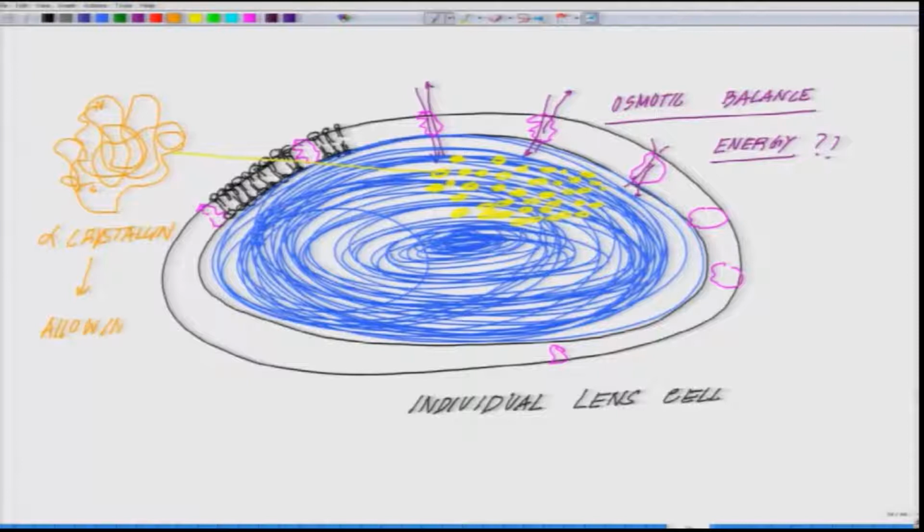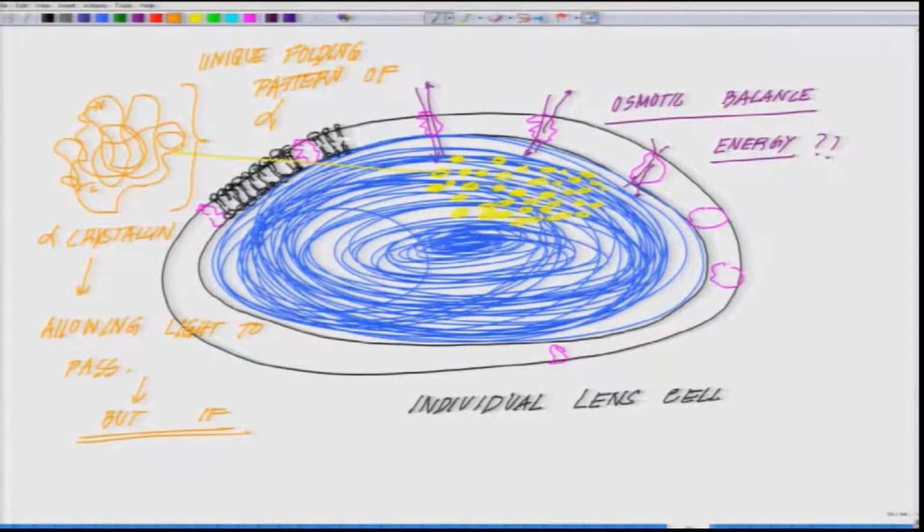allowing light to pass. But this folding pattern, there is a unique folding pattern of alpha crystalline, and theoretically speaking, this folding pattern is maintained throughout life.